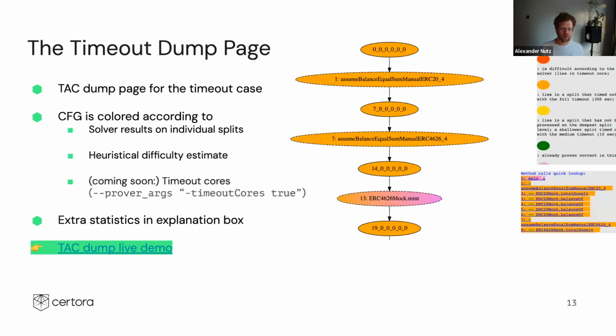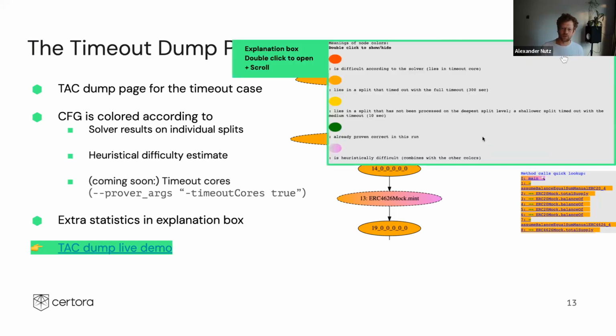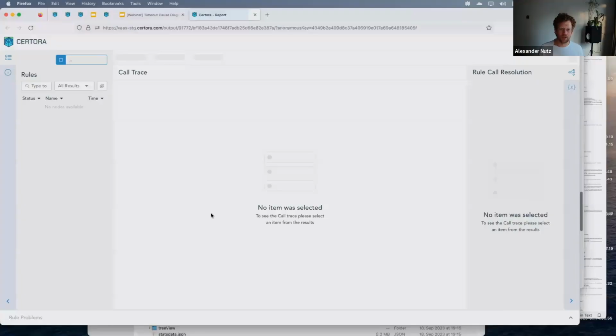So now let's look at the timeout dumps. What we just saw was a counterexample dump. That highlights the call trace, and the box on the right gives you the values of the counterexample. But the timeout dump looks a little bit different. It looks more colorful, and it has this explanation box, which also, if you scroll down, has some extra statistics. I'll dive right into the demo.